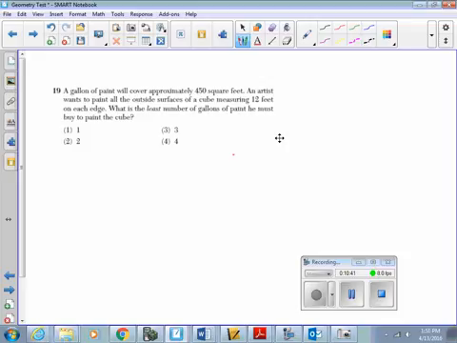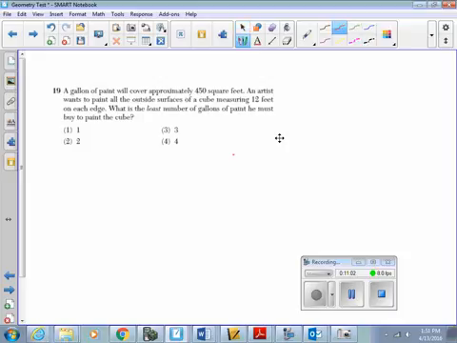All right, let's look at problem number 19. It says a gallon of paint will cover approximately 450 square feet. An artist wants to paint all the outside surfaces of a cube measuring 12 feet on each edge. What is the least number of gallons of paint he must buy to paint the cube?